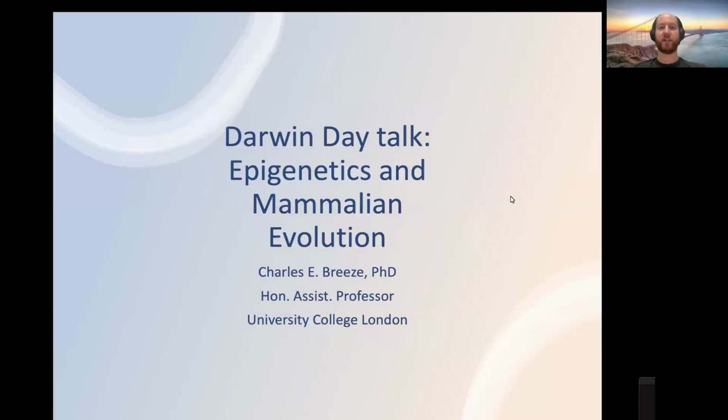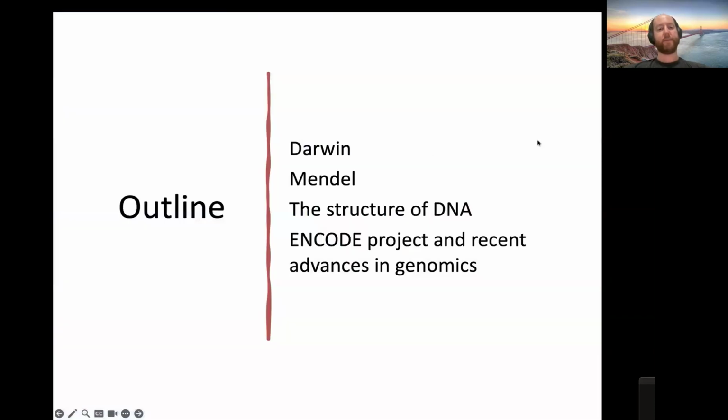I'm going to give an overview of several key points in our understanding of evolution in recent times. I'm going to talk a little bit about Darwin and Mendel. I'm also going to talk about work done on the structure of DNA. And then in the latter part of the talk, I'm going to focus more on genomics, epigenetics, and essentially the ENCODE project.